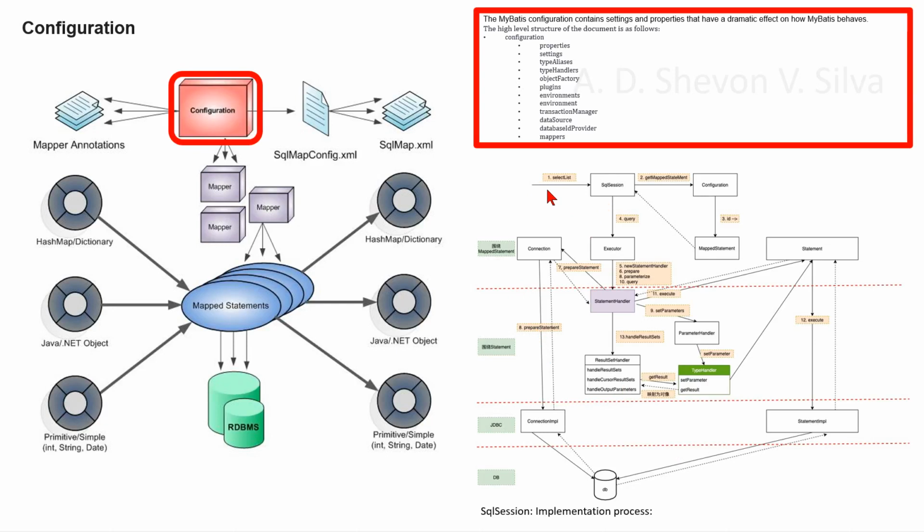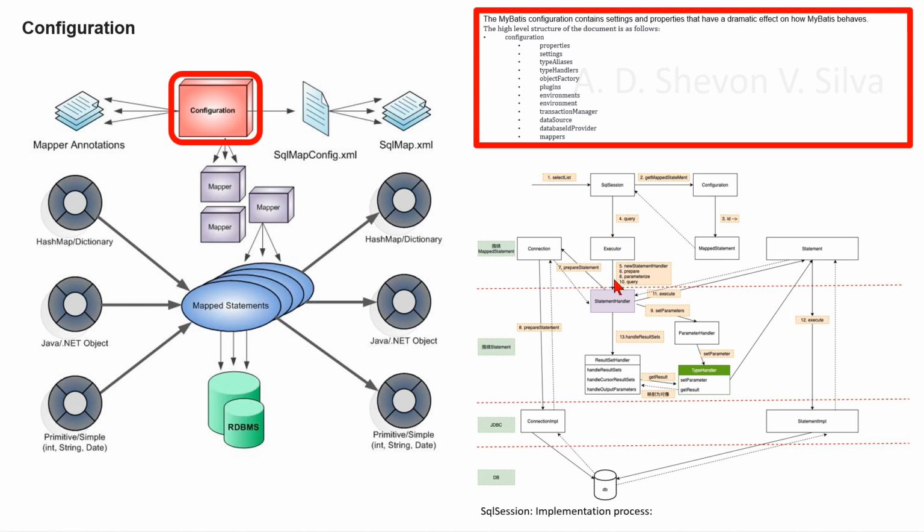Here, via select list, it is connected to SQL session. SQL session is connected to configuration via get map statement. Configuration is connected to map statement via ID. Map statement is connected to SQL session. SQL session is connected to executor via query.